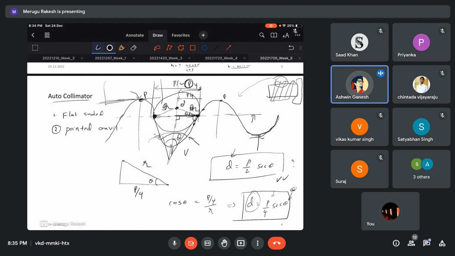Sir, I'm not getting this part where you told P by 4 secant theta, P by 2 secant theta. Can you speak a bit louder? It's not clear. So is it clear now? Yeah, sir, actually this P by 2 secant theta, P by 4 secant theta, sir. Yeah, you figure out how. P by 2. Okay, here, yeah, sorry. It's P by 2, sorry.